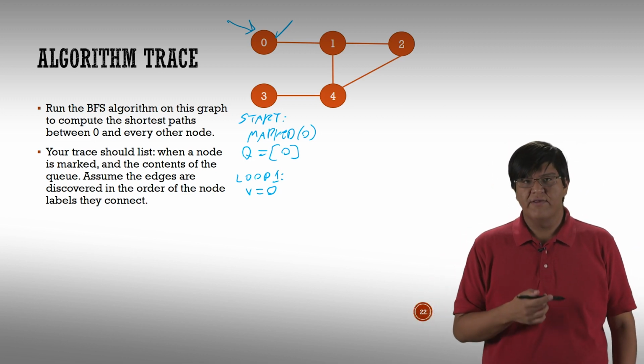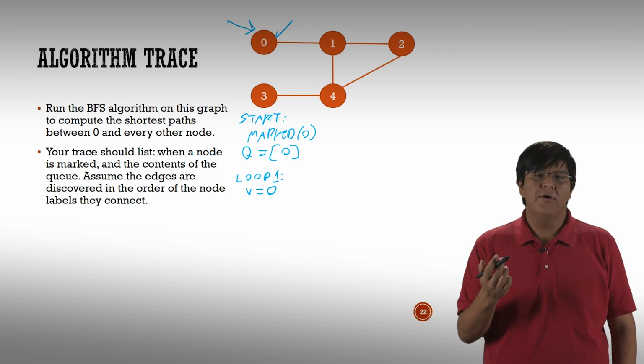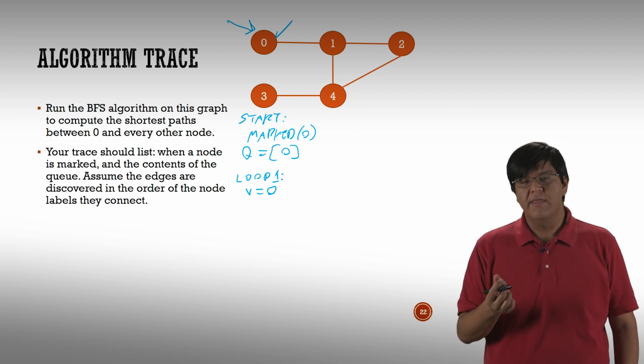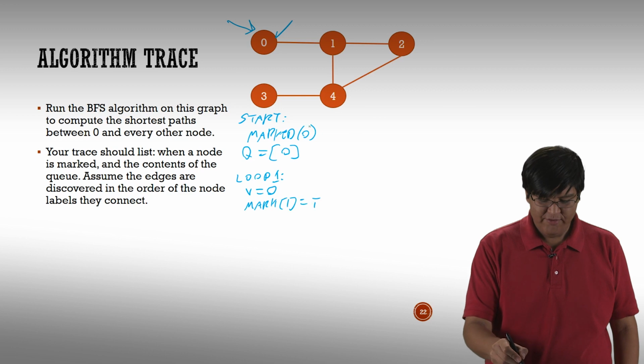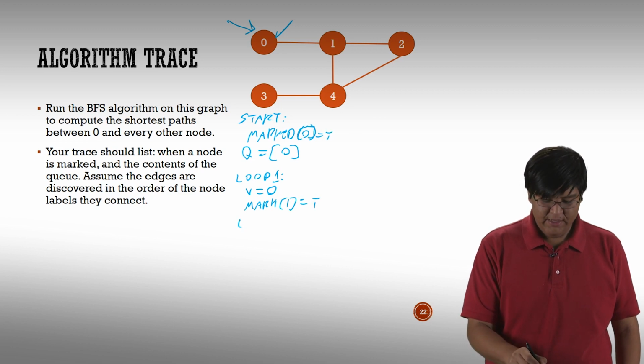Well, I look at my graph and I see who are the neighbors. 1 is the neighbor, 1's unmarked. So what I want to do is mark it and then add it to the Q. So over here, I'm going to mark 1. This equals true. There should be brackets there like an array. And then Q now has been updated and has the number 1 in it.